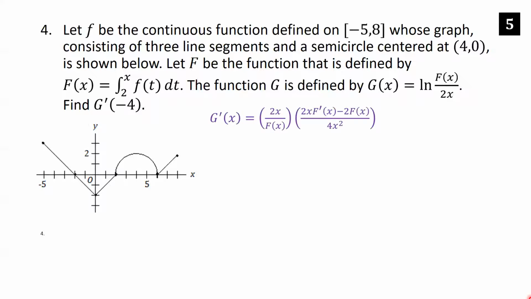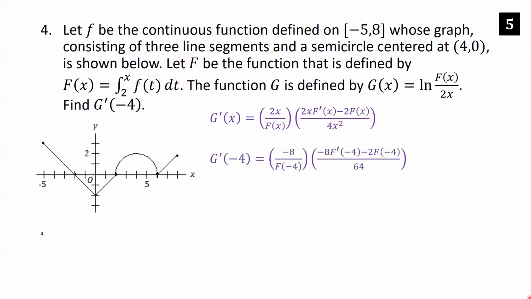Okay, so we need to do a chain rule here, right? The derivative of ln is the reciprocal of this. Instead of writing 1 over F of x over 2x, which is a little messy, I'm just going to flip the 2x and the F of x. And then we have to take the derivative of this, which is a quotient rule, denominator, 2x, times the derivative of the numerator, capital F prime of x, minus the numerator, which is F of x, times the derivative of 2x, which is 2, all over the denominator squared. 2 squared is 4, x squared, x squared.